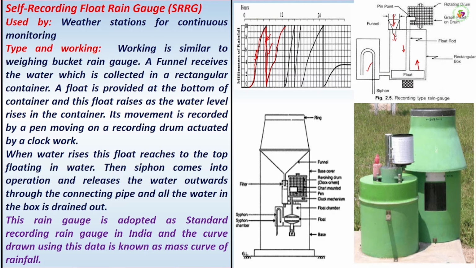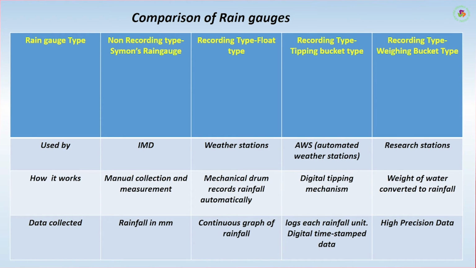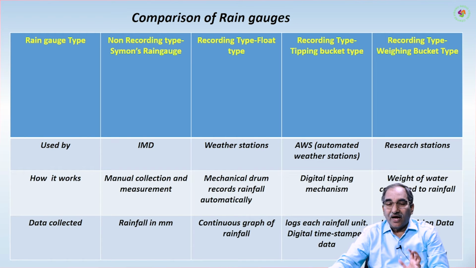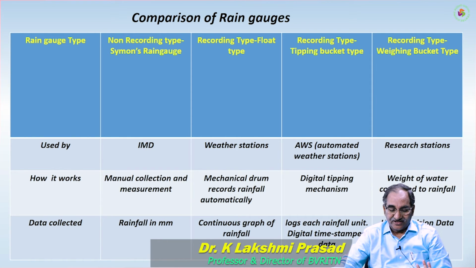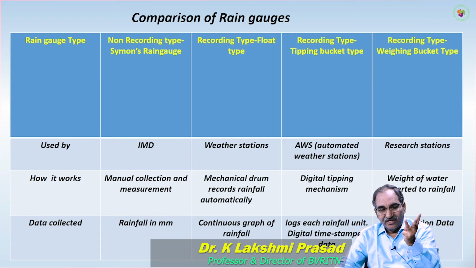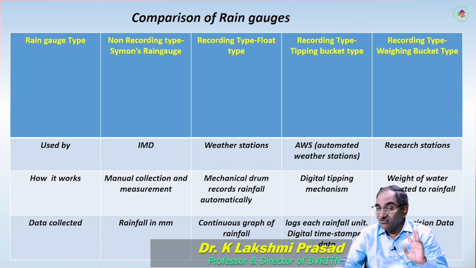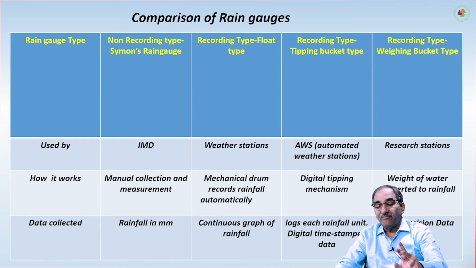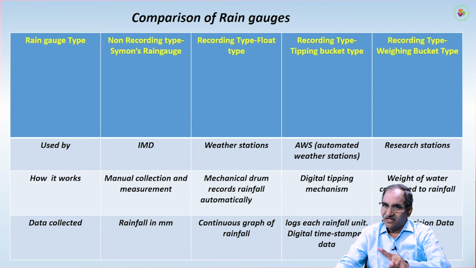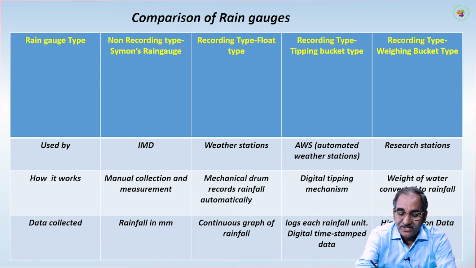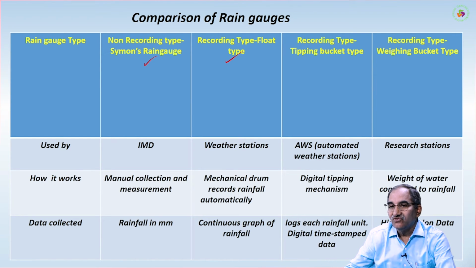So this is what I mentioned as the standard one. Coming to how to compare the rain gauges, I finally have four rain gauges: Simon's rain gauge, tipping bucket rain gauge, weighing bucket rain gauge, and float type rain gauge. So what does IMD use out of these? One is Simon's rain gauge, the non-recording type, whereas the float type is the recording type. These two are being used by IMD.